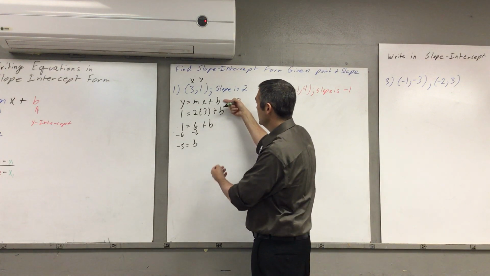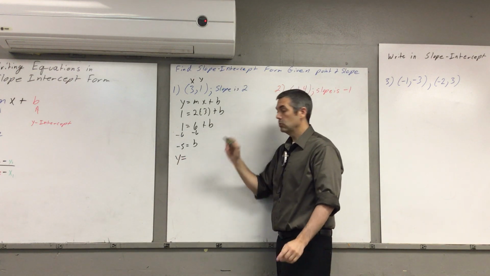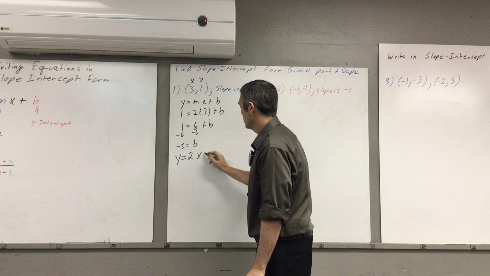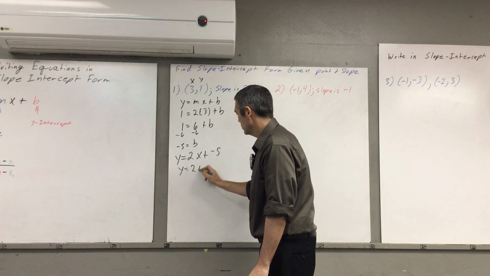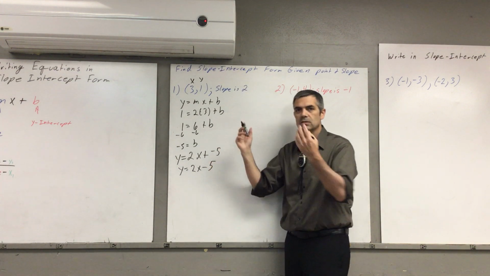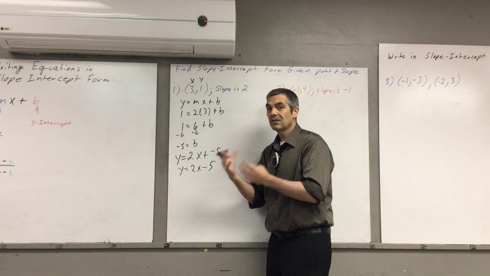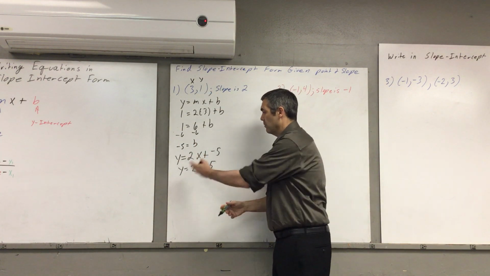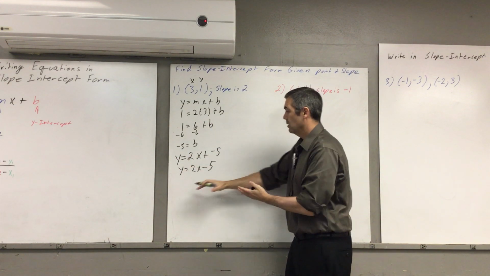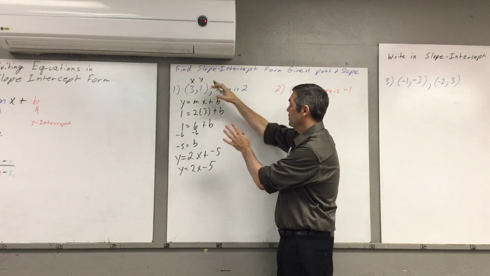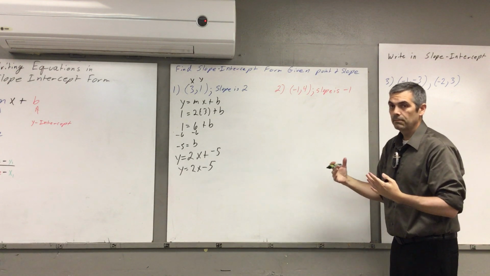Now you get to plug it back into this. So y equals, you know your slope, 2, x plus negative 5, or you could write it like this, y equals 2x minus 5. Those two things are the same thing, and you're good. Remember, this is your y-intercept that you just found. So basically you took the knowledge that you had, found your y-intercept, and then plugged it back into the slope-intercept form. That's all it is. Don't freak out whenever you see this, okay? You can do this.